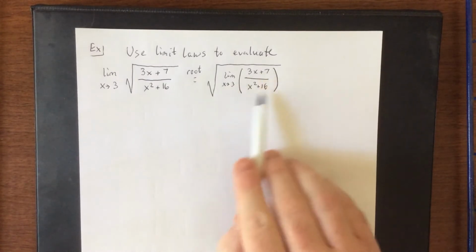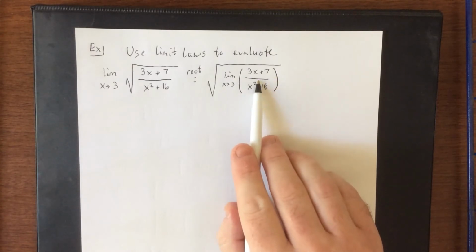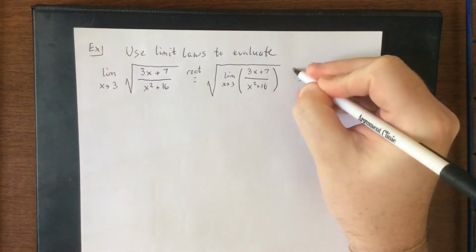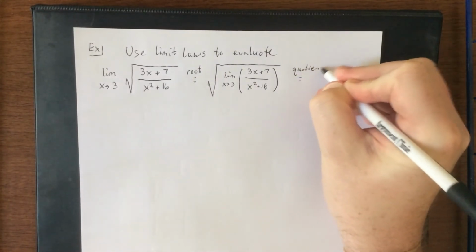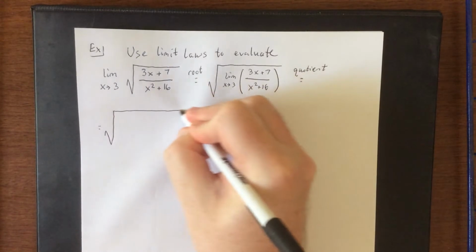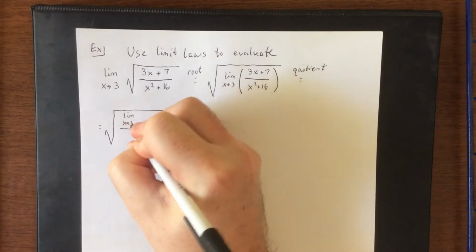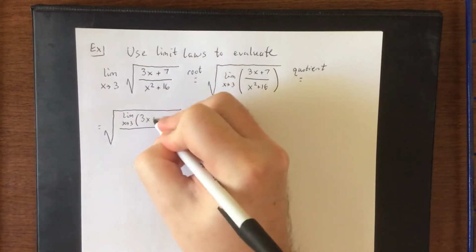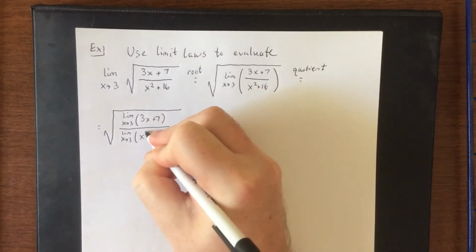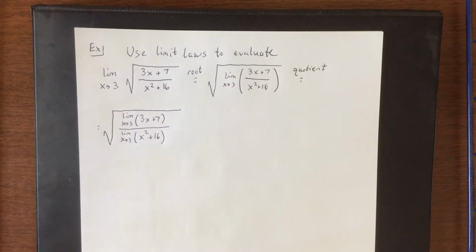Now my limit is of this expression, and according to the order of operations, the last thing that I would do to simplify this expression would be to divide. I would simplify the numerator and simplify the denominator and then divide. So I'm going to apply the quotient law. So we'll still have a nice big radical, we'll still have a nice big fraction, but now we'll be taking the limit as x approaches 3 of the numerator divided by the limit as x approaches 3 of the denominator. That's x² + 16. So now we've split our one limit into two limits.